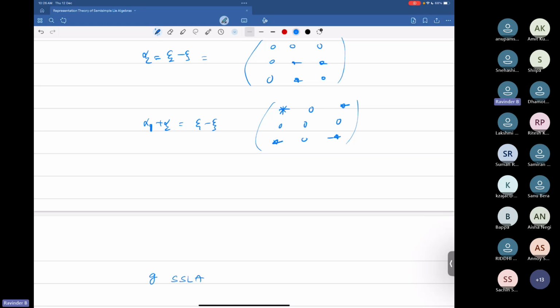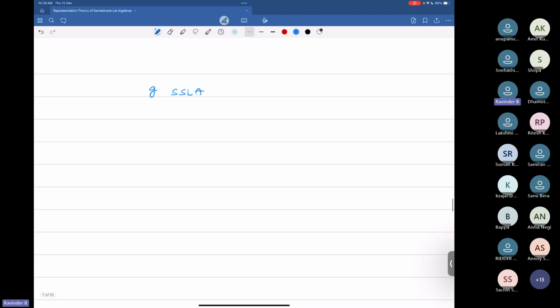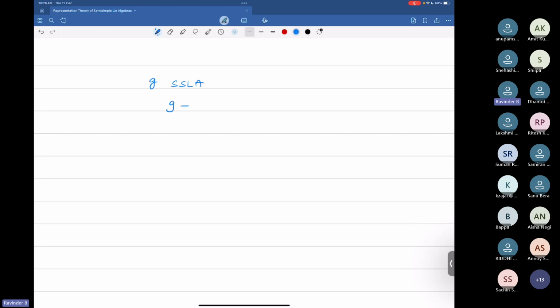So for a semi-simple Lie algebra, what are the facts you are taking? It has a root space decomposition, and this pi is a root system. And corresponding to each root, there is an SL2 copy. We denote it by SL2 alpha.